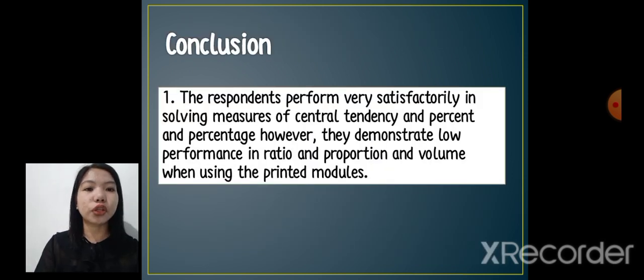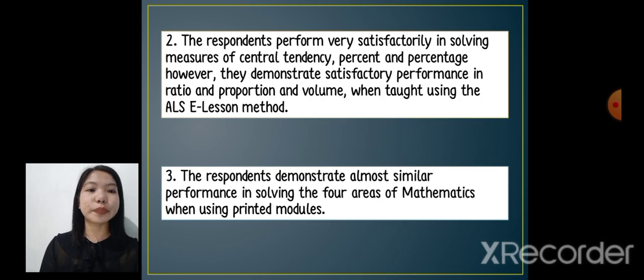For the conclusion, number 1, the respondents perform very satisfactorily in solving measures of central tendency and percentage. However, they demonstrate low performance in ratio and proportion and volume when using printed modules. Number 2, the respondents perform very satisfactorily in solving measures of central tendency, percent and percentage. However, they demonstrate satisfactory performance in ratio and proportion and volume when taught using the ALS E-Lesson method.